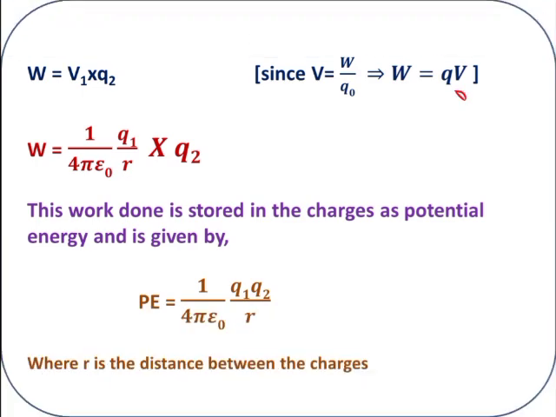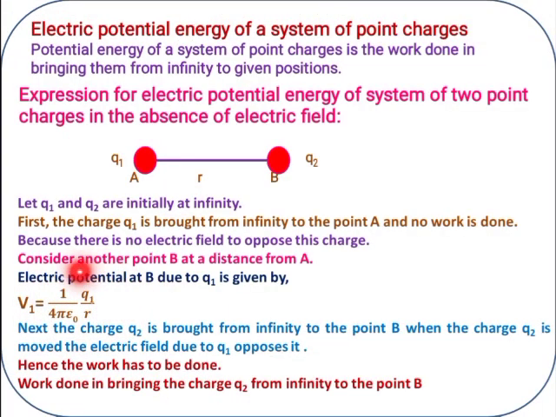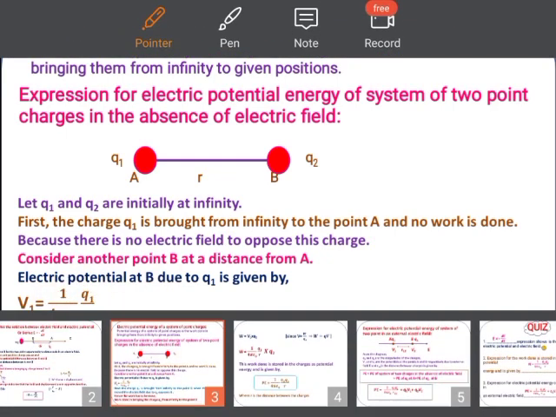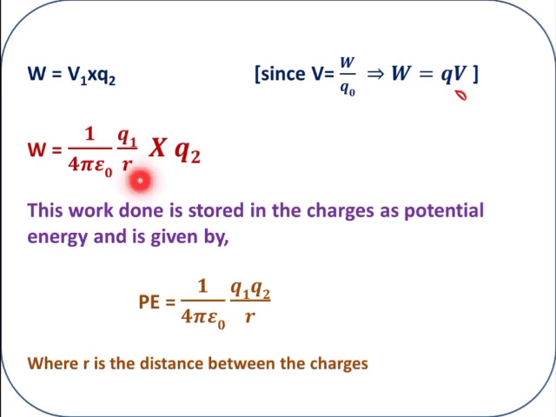Now what is V1? We already discussed that V1 is 1 by 4 pi epsilon naught Q1 divided by R. Substitute that value in this expression: instead of V1, 1 by 4 pi epsilon naught Q1 divided by R, into Q2, with Q2 as it is, due to the second charge. In the earlier case work done was 0. For the second case work done is V1 into Q2. This work done is stored in the charges as potential energy, given by PE.